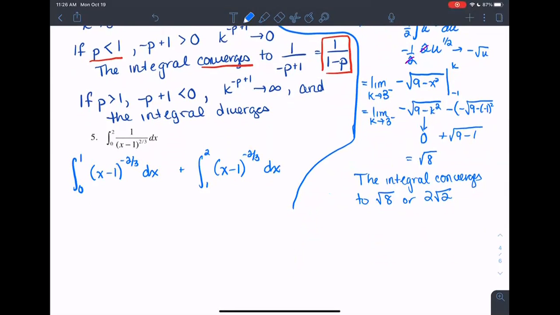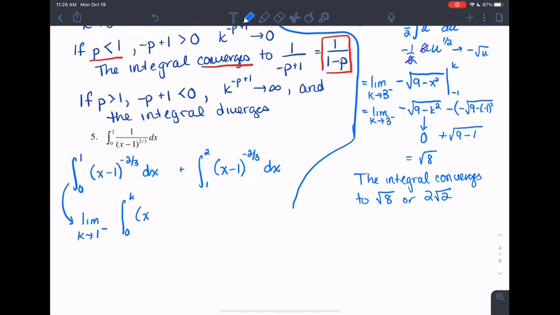And then for each of those, we're going to write them as a limit. So for example, the first one is going to be the limit as k approaches 1 from the left, integral 0 to k, x minus 1 to the -2/3. And the second one is going to be pretty much the same, but k approaches 1 from the right. And the k is at the bottom limit, x minus 1 to the -2/3 dx.